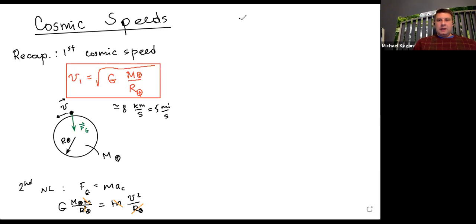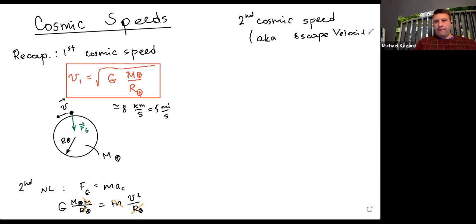Now let's talk about the second cosmic speed, which is also known as the escape velocity. So as the name suggests, it's the minimum speed of the projectile to actually escape the planet. Okay. Minimum projectile speed to escape the planet. Okay.